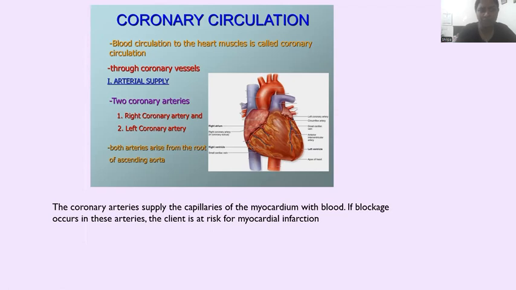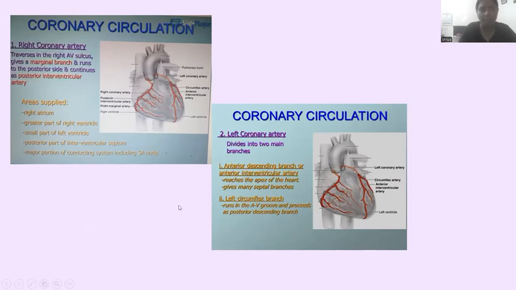And about the left coronary artery, you can see the right and left coronary arteries here. The left coronary artery passes inferior to the left auricle and divides into the anterior interventricular branch and the circumflex branch. The anterior interventricular branch supplies blood to the walls of both ventricles. The circumflex branch supplies oxygenated blood to the wall of the left ventricle and left atrium.